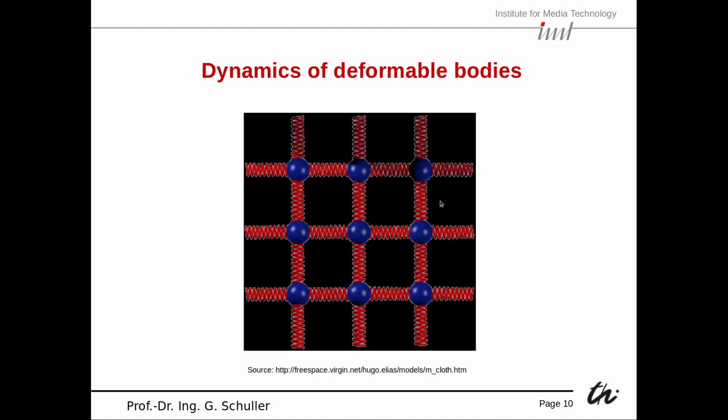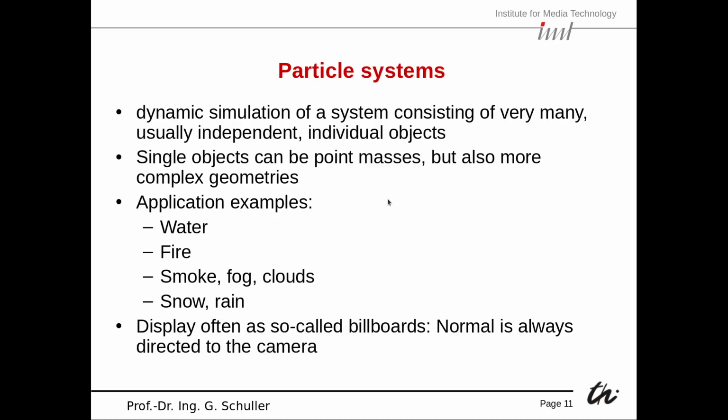So here you can see a symbolization. So this fabric consists of those concentrated mass points which are connected by those springs. And this is what we use for modeling fabrics.